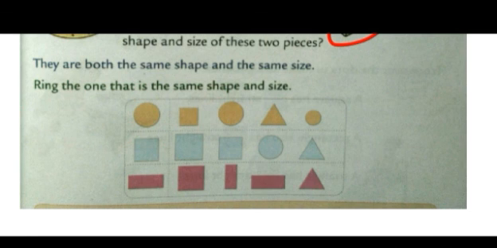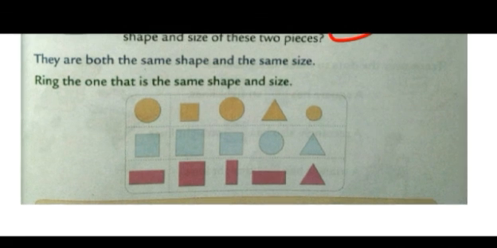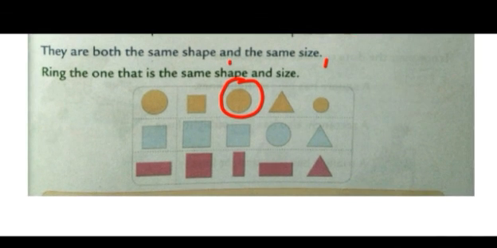The picture shape is of a circle. So which shape is of the same shape and same size? Here these two are the same shape. This one and this one. But we need to also match the same size. Which is the same size? This one. So we will circle it because this one is smaller and this is the exact size. Okay. So this is the way how we ring and match the same shape and same size.